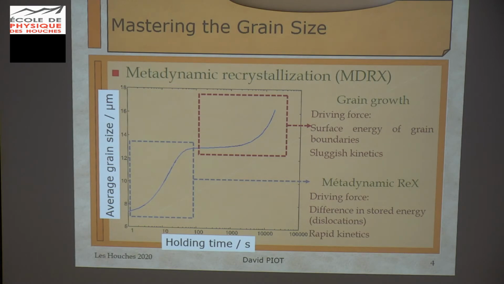So in the case of metadynamic recrystallization during a holding time just after straining, you have first a regime of metadynamic recrystallization in which the main driving force is the difference in stored energy, and the kinetics is quite rapid. You have a log scale here. And after a regime of grain growth in which the main driving force is the surface energy of grain boundaries. And the kinetics is more sluggish in this case.